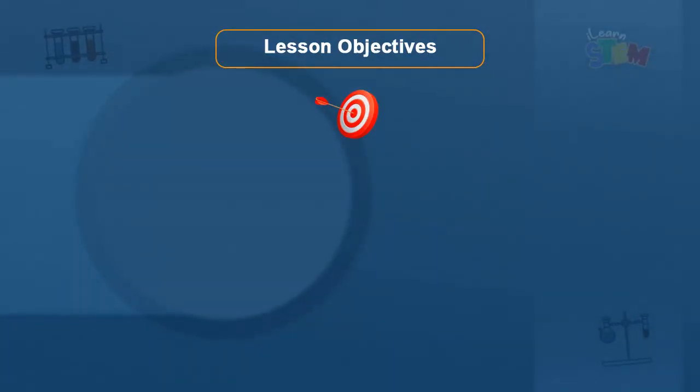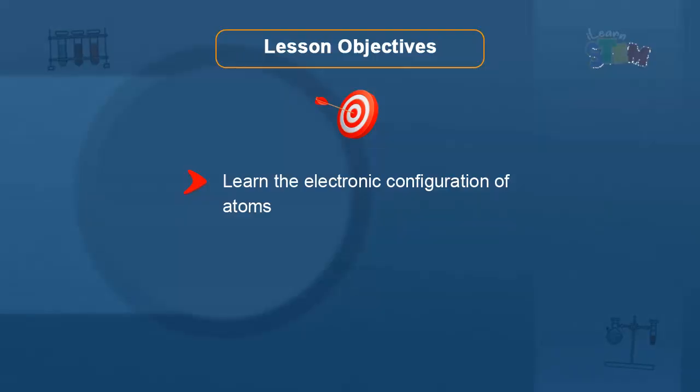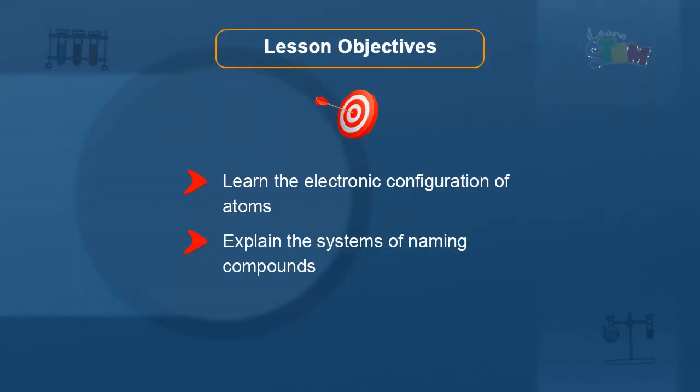Our lesson objective for today is to continue learning the electronic configuration of atoms, and to explain the systems used in naming compounds.